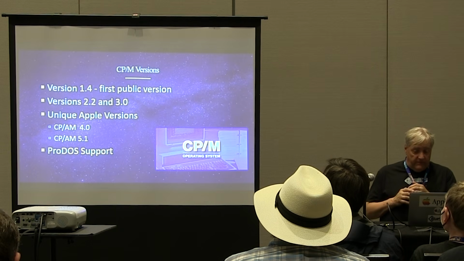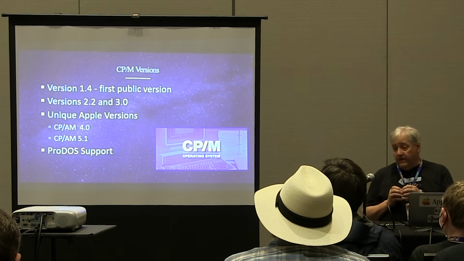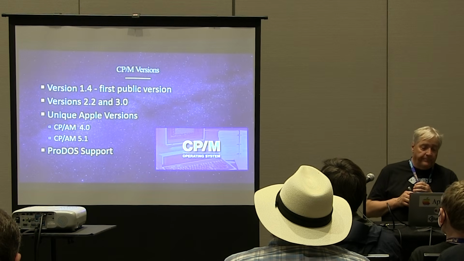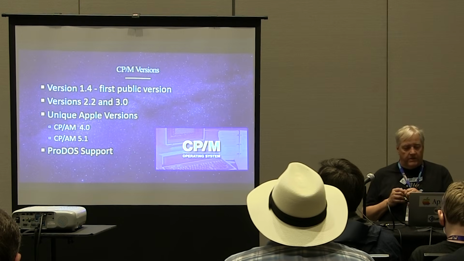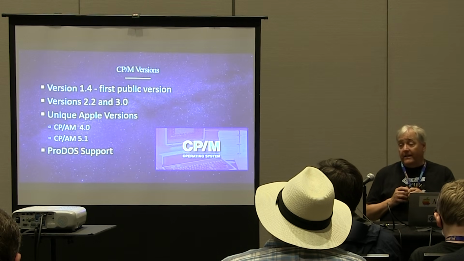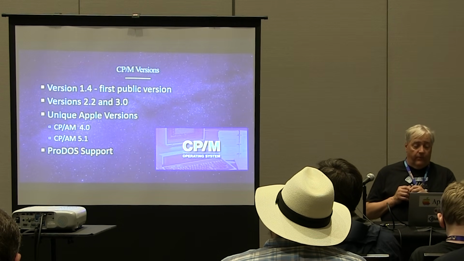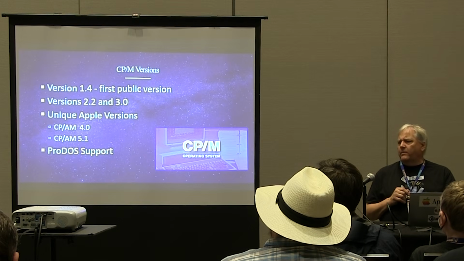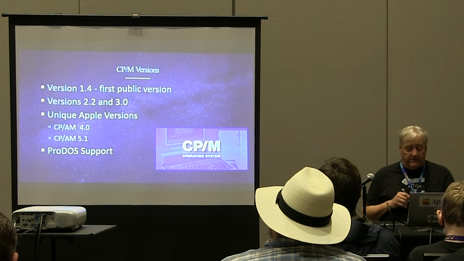Now, the version history of CP/M. The first public version that was made available was version 1.4. And then there were versions 2.2 and 3.0. These are from Digital Research. Apple had some unique versions because Applied Engineering made a card for it, and they had CP/M 4.0 and 5.1. I think I'll be running 5.1 in the demo here today. And those obviously had ProDOS support for the Apple.